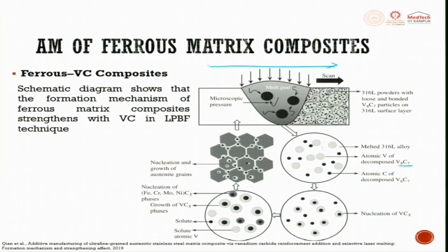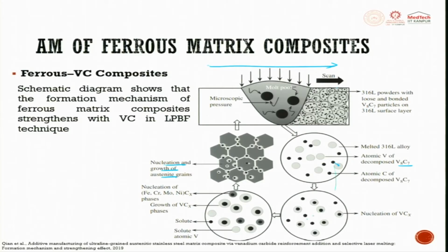So, here by laser these are getting split. Now, this nucleation of VCX happens. These are nucleation which happens. So, this gets diffused and other things. Now from here you can see it tries to nucleate the iron, chromium, molybdenum, nickel carbide phase. For the growth of the VCX phase, you will have a solute atom of V. From here, the nucleation grows and you have nucleation and growth of austenitic grain.